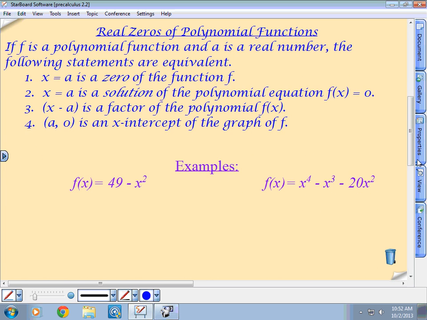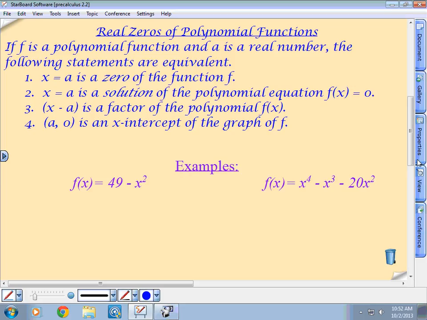Okay. Real zeros of a polynomial function. So if f is a polynomial function and a is a real number, the following statements are equivalent. In other words, these four statements that they give you are all the same. That's what it means when it says the following statements are equivalent. So these are all saying the same thing.